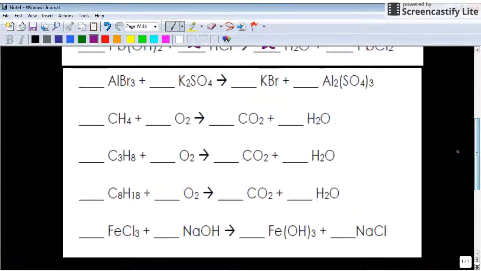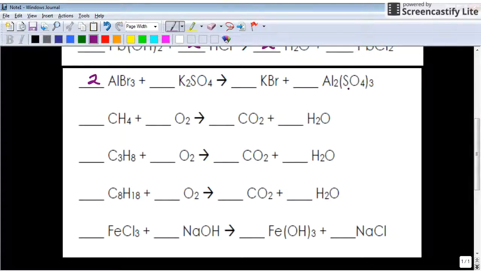Okay, we'll do 5 more, and then that'll be the end of our demonstrations here. Next, let's say this is the most complex looking compound here. We've got 2 aluminums. Go back to the other side. We can see we've only got 1. So we have to put a 2 coefficient out front.